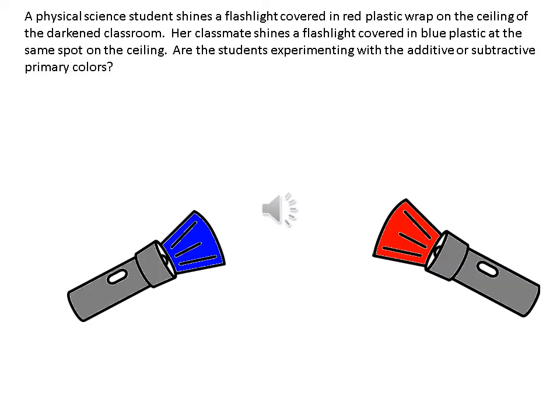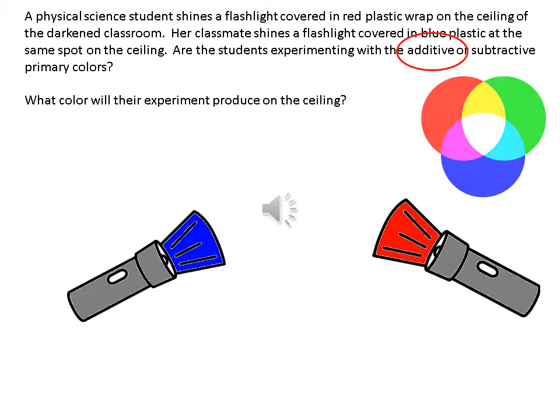A physical science student shines a flashlight covered in red plastic wrap on the ceiling of the darkened classroom. Her classmate shines a flashlight covered in blue plastic at the same spot on the ceiling. Are the students experimenting with the additive or subtractive primary? Since they're using light, they are experimenting with the additive primary color. What color will their experiment produce on the ceiling? We're going to go ahead and pull up the additive primary color diagram, and we can see that when we mix red light with blue light, we end up with magenta.